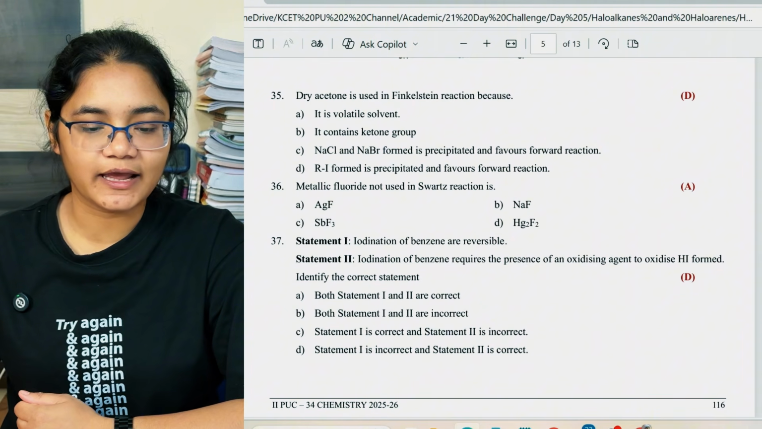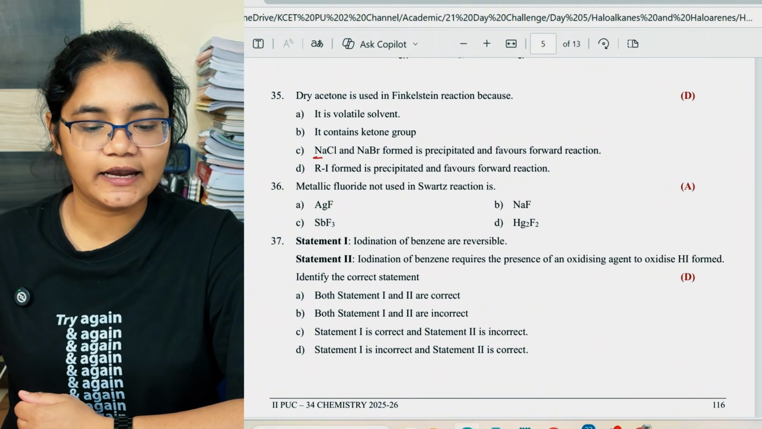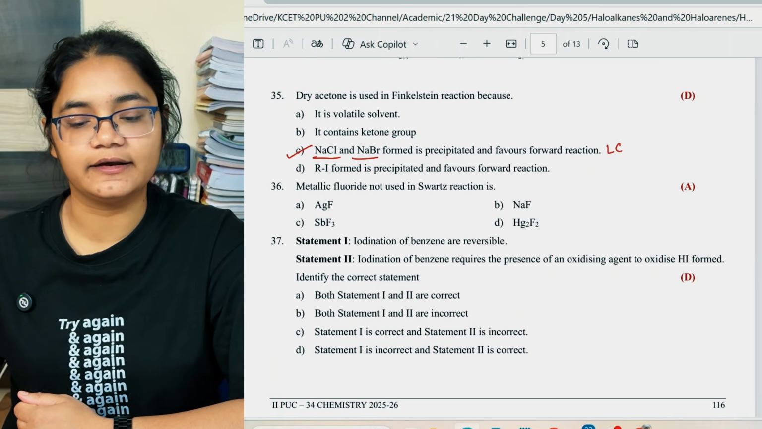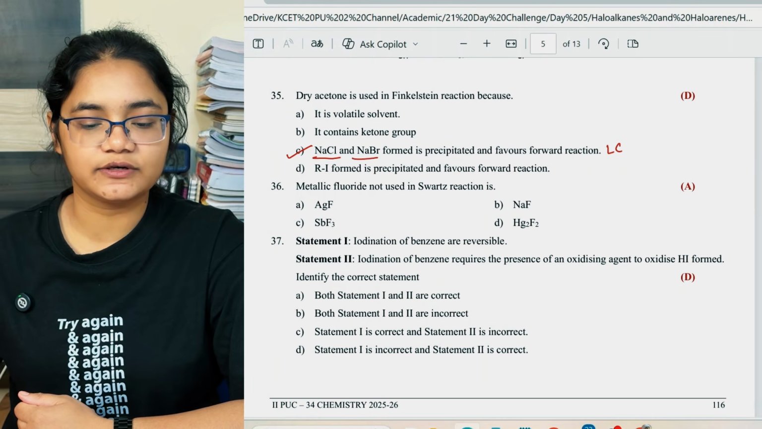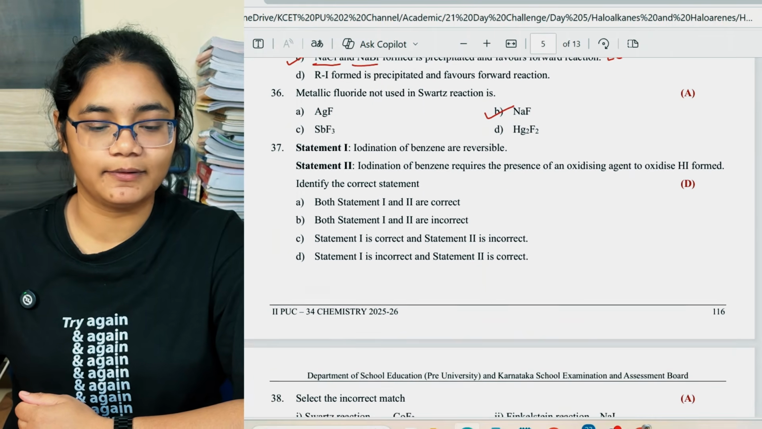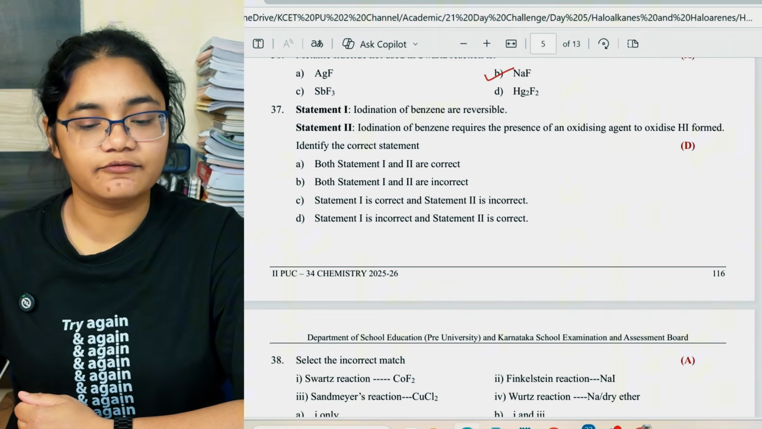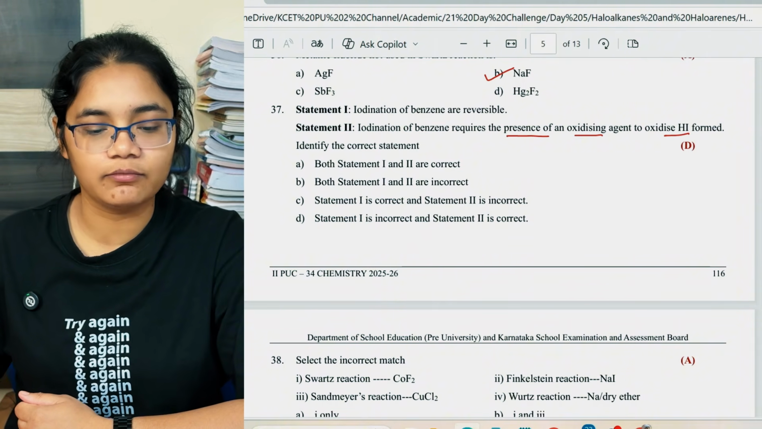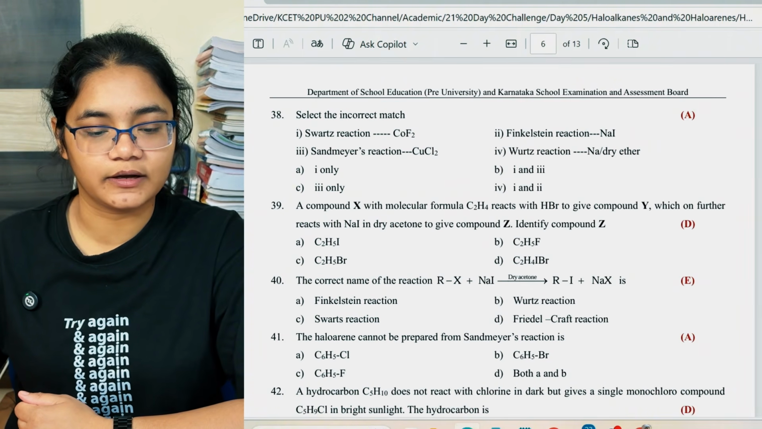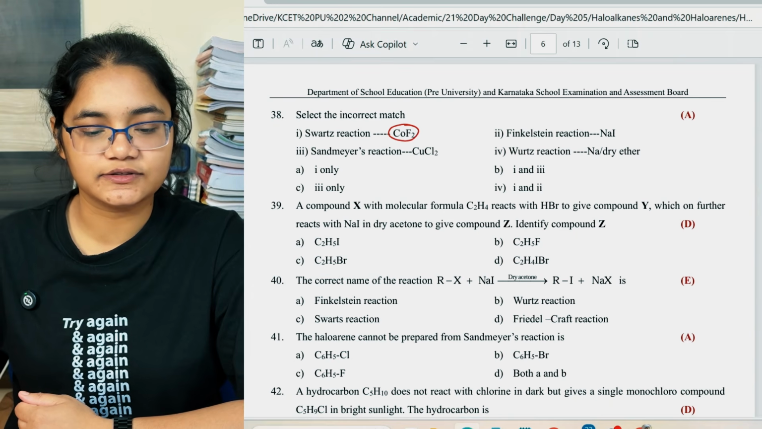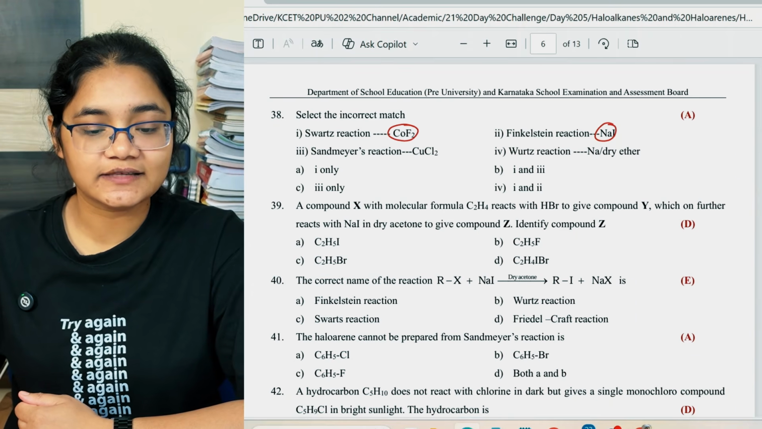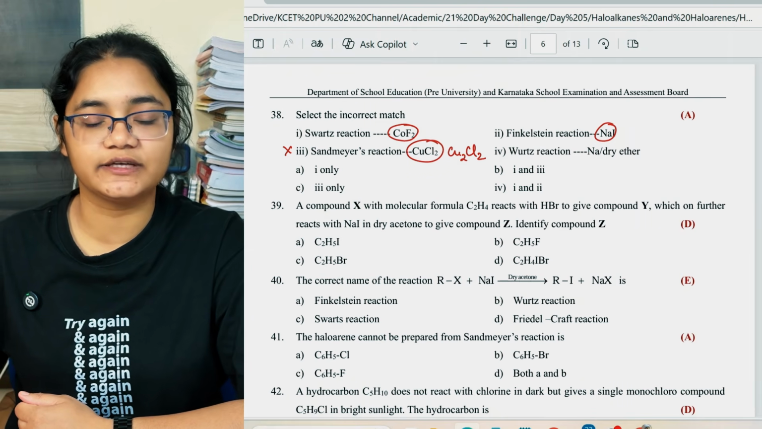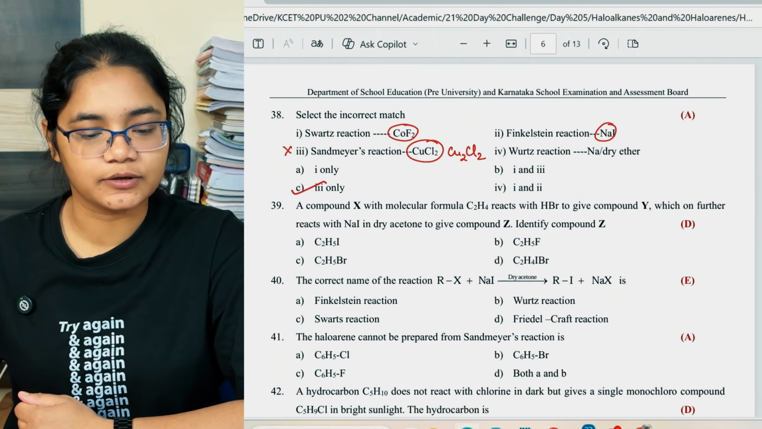Next, question number 35. Dry acetone is used in the Finkelstein reaction because NaCl and NaBr formed are precipitated, which helps in the forward reaction according to Le Chatelier's principle. Metallic fluorides are used in the Swarts reaction, but NaF is not used because it is an ionic compound. Next, iodination of benzene is reversible. Iodination of benzene requires the presence of a strong oxidizing agent to oxidize the HI formed. Yes, both the statements are correct here. So option number A. Select the incorrect match. Swarts reaction CuF2 is correct. Finkelstein NaI is correct. Sandmeyer reaction Cu2Cl2 is not correct because here only CuCl2 is given. So that is 3 only, option number C.